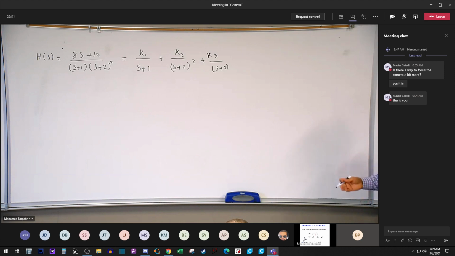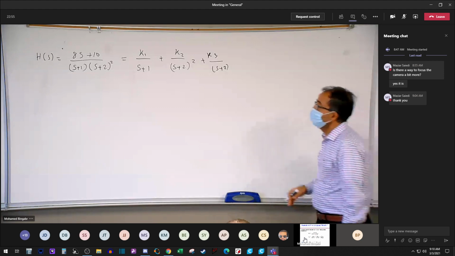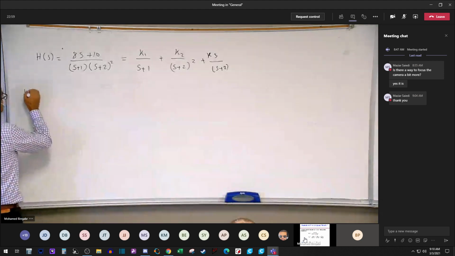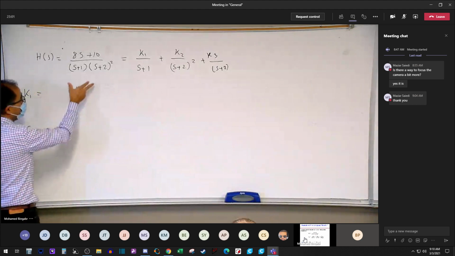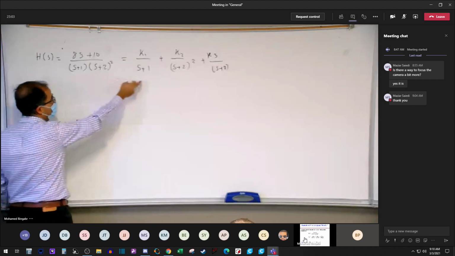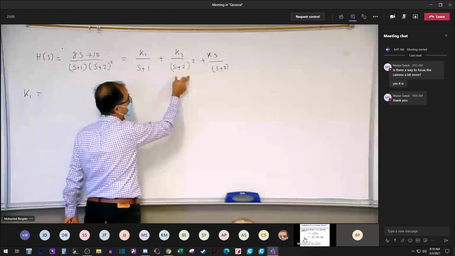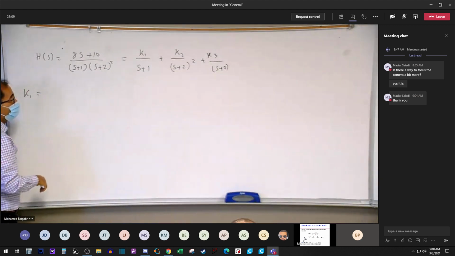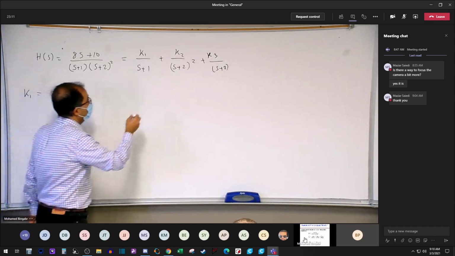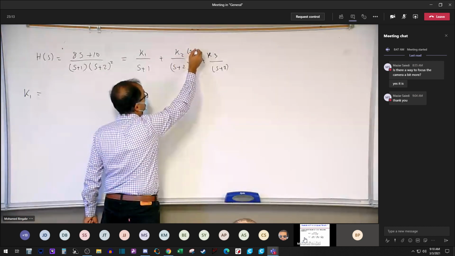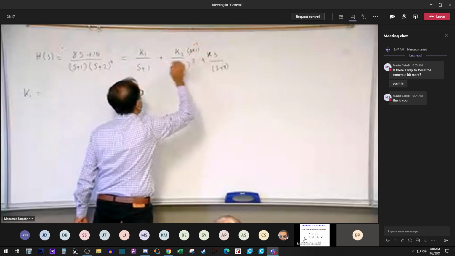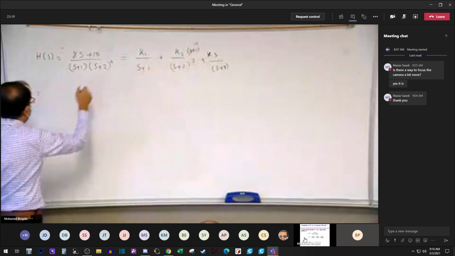Okay, now the question is, how do we find K1? How do we find K2? How do we find K3? There are different ways. One way to find K1: I will multiply every term here by its denominator, s plus 1, and set s equal to minus 1. When you multiply this by s plus 1 and set s to minus 1, that will go to 0. Same thing, 0. This will survive, and that will be K1.